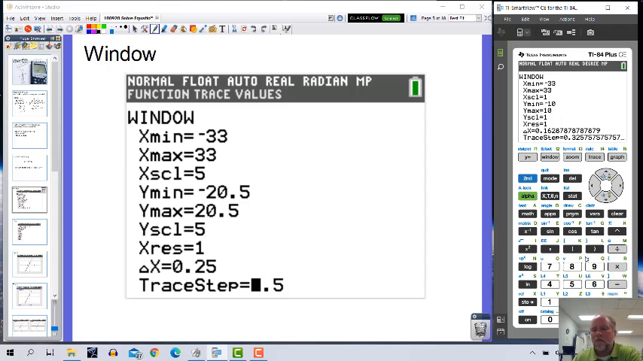Then 33 for your X max, down arrow, and then 5, down arrow, and then negative 20.5, and then 20.5, and then 5, then 1. It's already 0.25 here, and the trace step is also 0.5, so it set some of those already. Now if I hit the graph button, this is what it's going to look like. It looks exactly the same, but you will find a difference in just a few minutes.